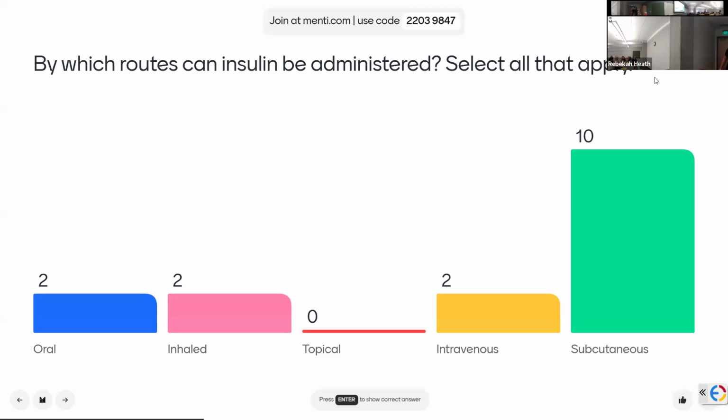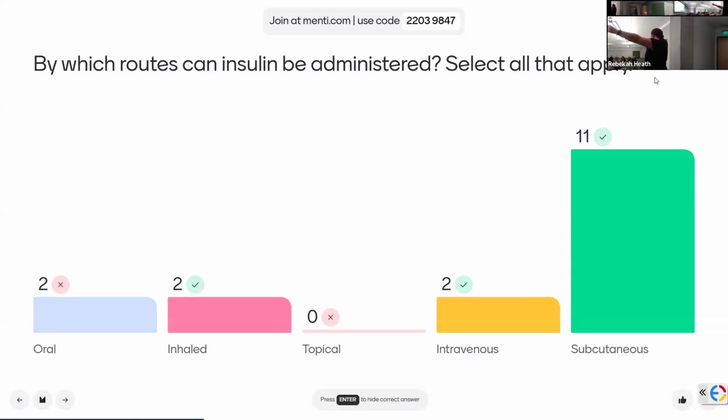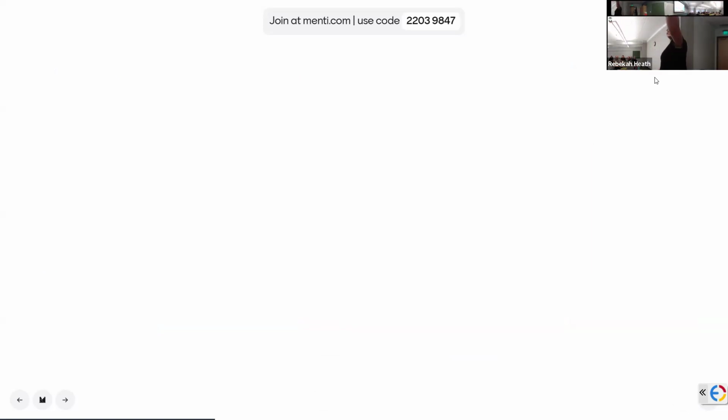All right, so our answer is subcutaneous, which you guys almost all got. Intravenous, right? Which type of insulin is intravenous? Regular. And it can be inhaled.